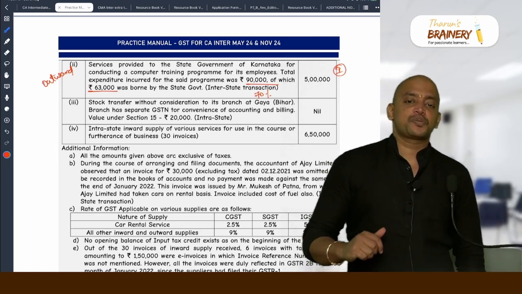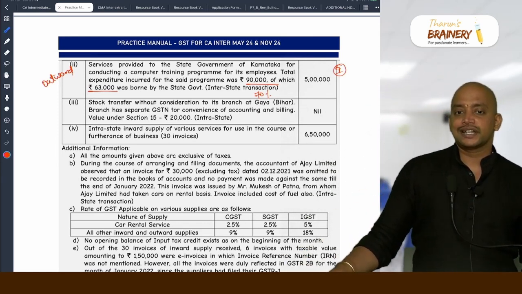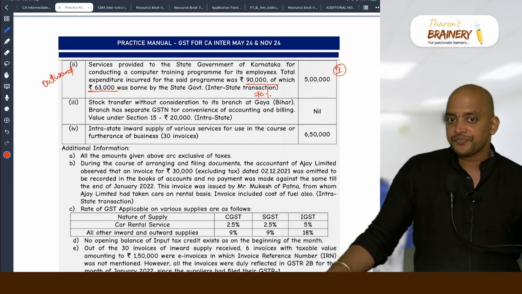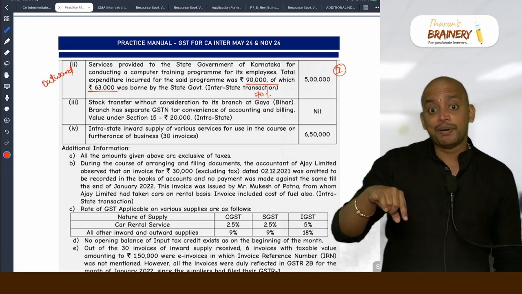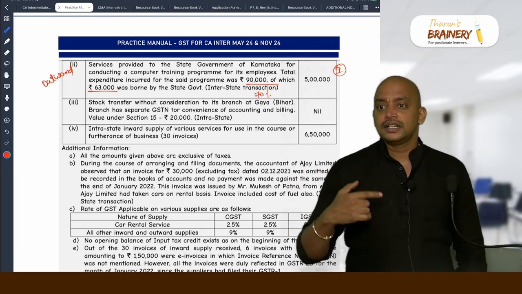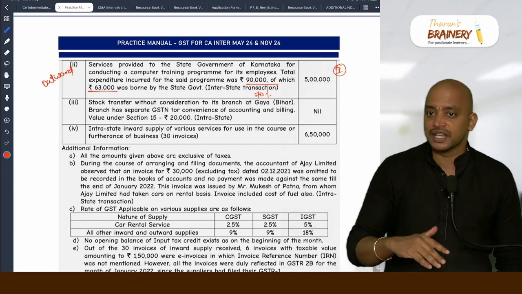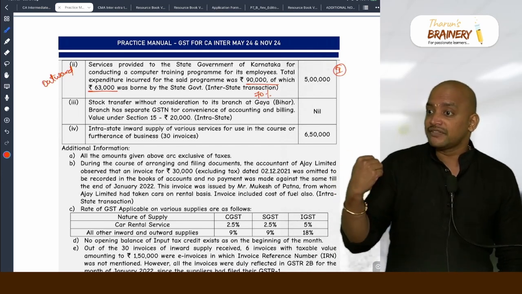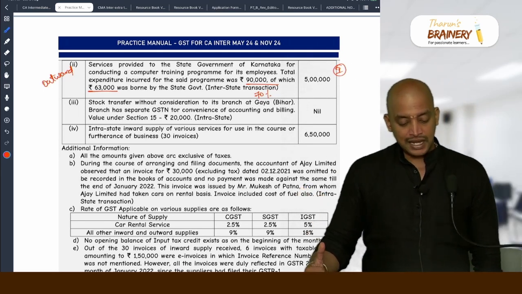This is not service provided by government, it is service provided to government. Due to that reason, it will not be coming under RCM, it will be FCM. Service provided to government is FCM, service provided by government is only RCM. Service provided to government, we don't have in RCM, so FCM. Service provided by government is only given in RCM, by government to business entities.